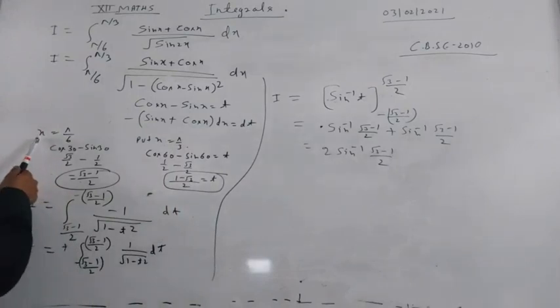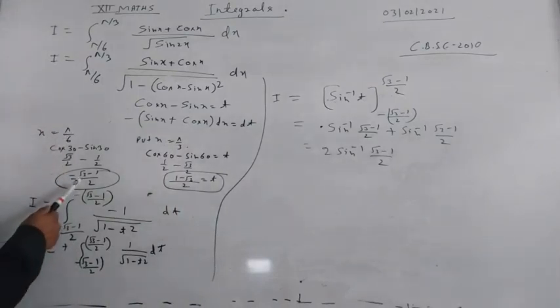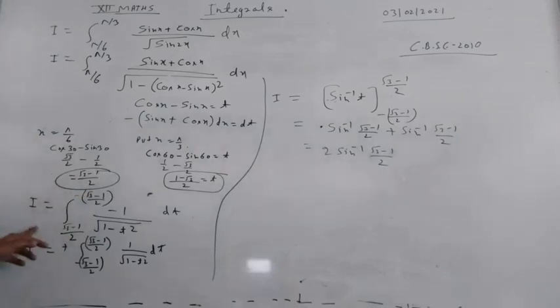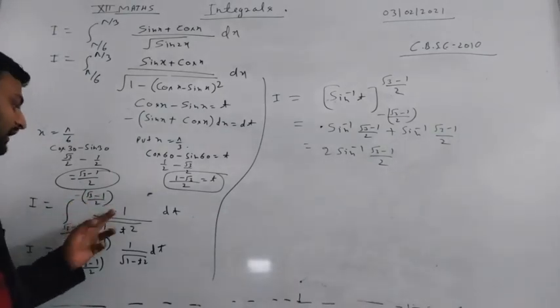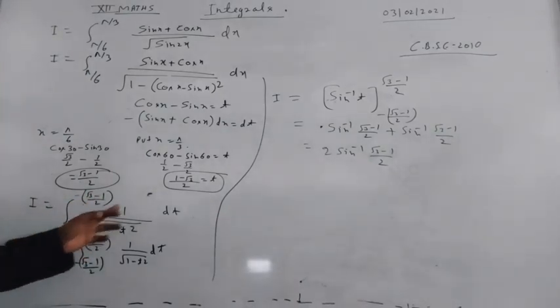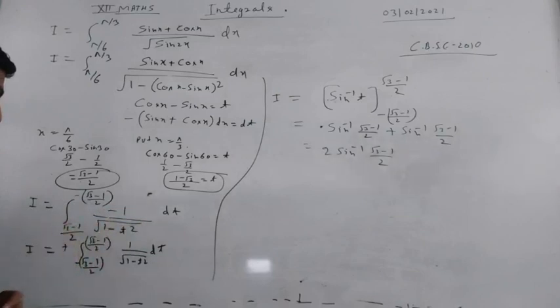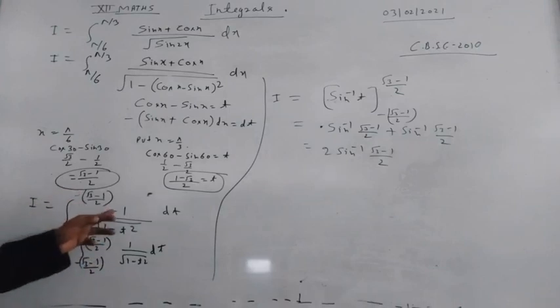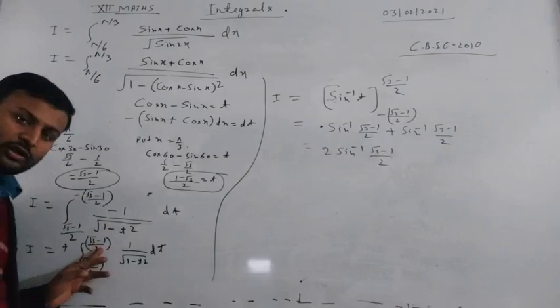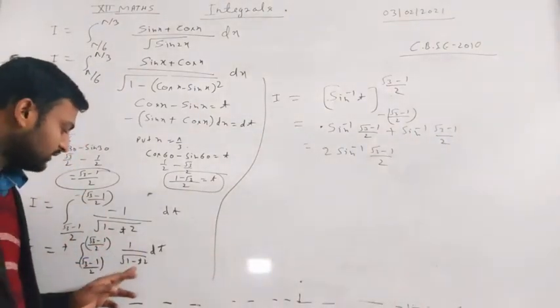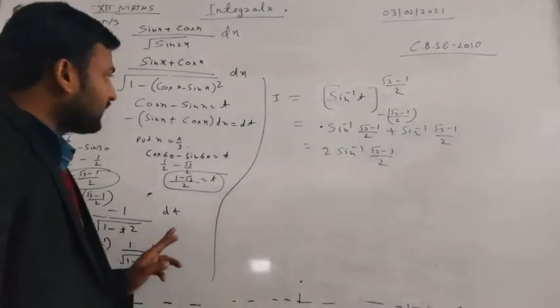When we put x is pi by 6, we get root 3 minus 1 by 2. So the integral is from minus root 3 minus 1 by 2 to root 3 minus 1 by 2, and this is minus 1 by under root 1 minus t square dt. So students, when we change the limits, our sign will be changed. So we write minus, root 3 minus 1 by 2, and this is 1 by root 1 minus t square dt.